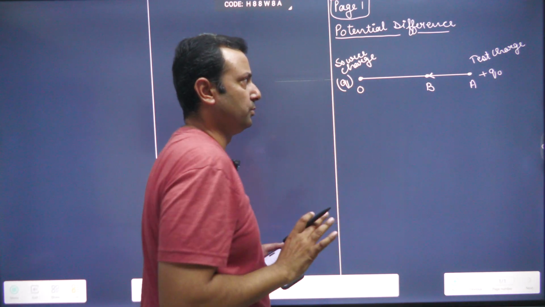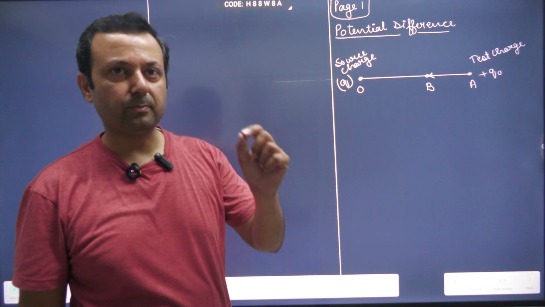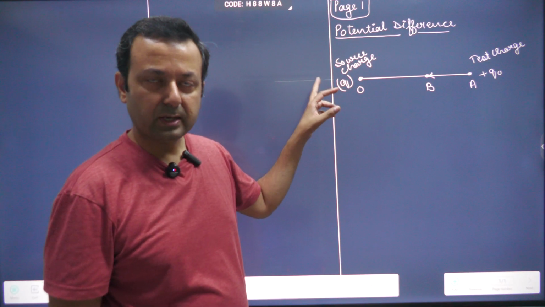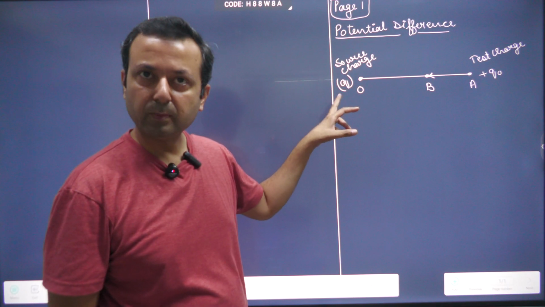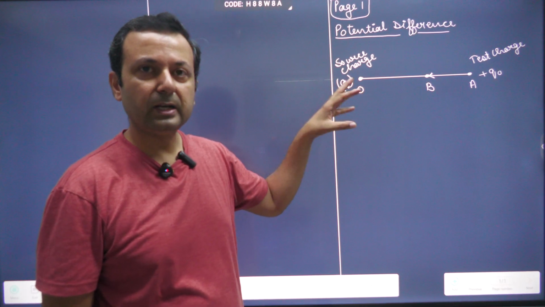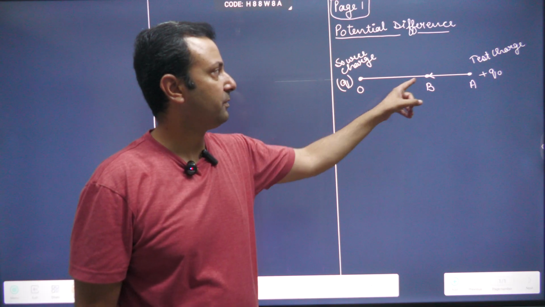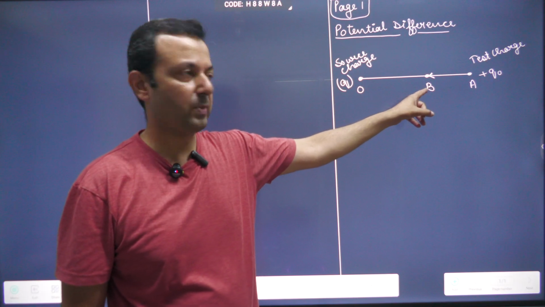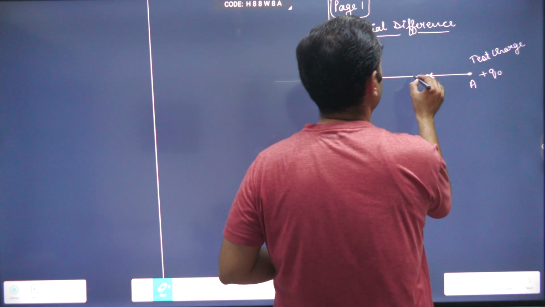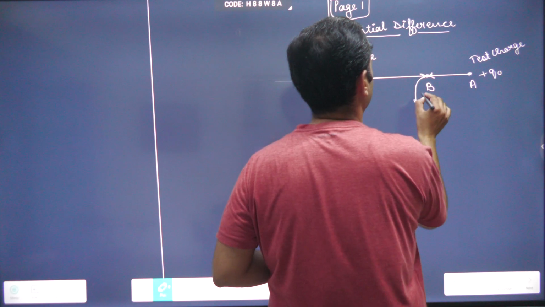So that charge is Q. Now if I have another charge Q naught which is at a point A, and a source charge Q located at point O. This is a positive charge, and a positive charge radiates out electric field. So because of this charge, an electric field will exist at point B. What will be the direction of electric field at point B? The direction of electric field will be like this.